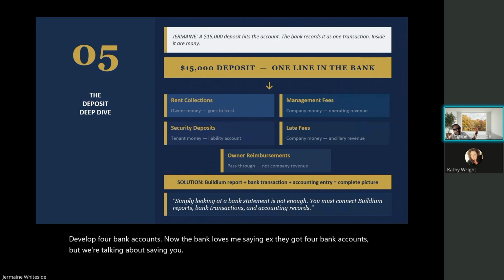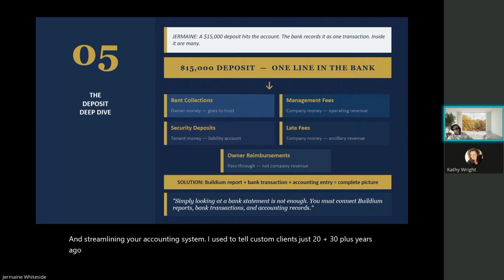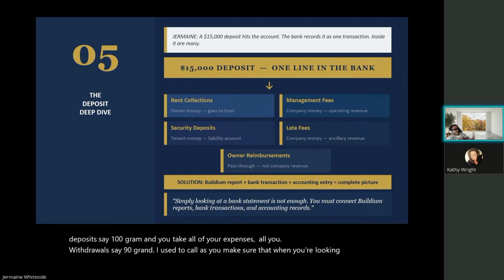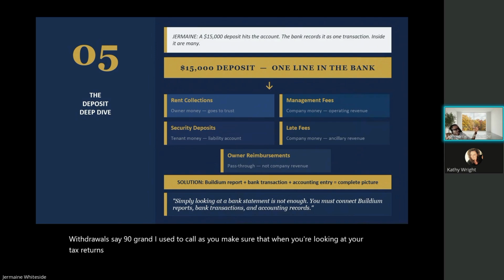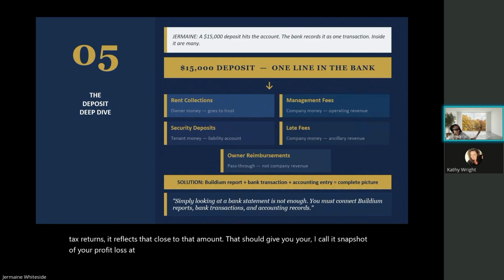I used to tell clients 20, 30 plus years ago, one of the things you need to always understand is, if you take all of your deposits from your bank statements, and at the end of the year those deposits say 100 grand, and you take all of your expenses, all your withdrawals, say 90 grand, you make sure that when you're looking at your tax returns, it reflects close to that amount. That should give you what I call a snapshot of your profit and loss at the end of the year just by your bank account.